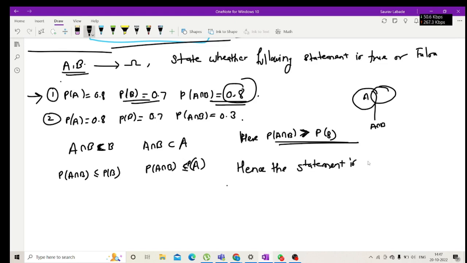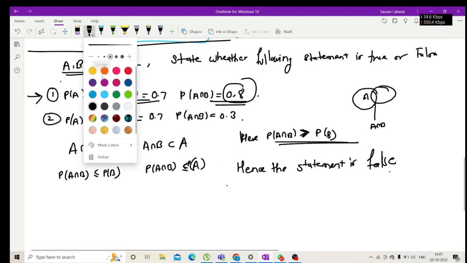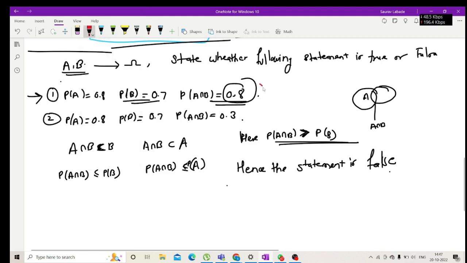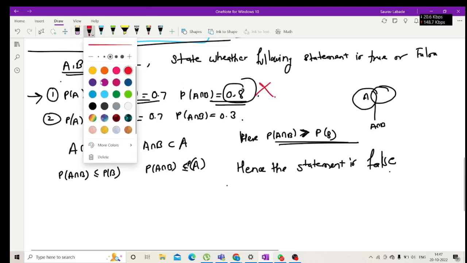The statement is false. Okay, this is my wrong statement. Now, what about the second?